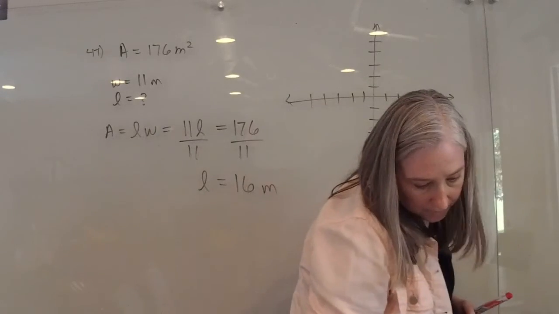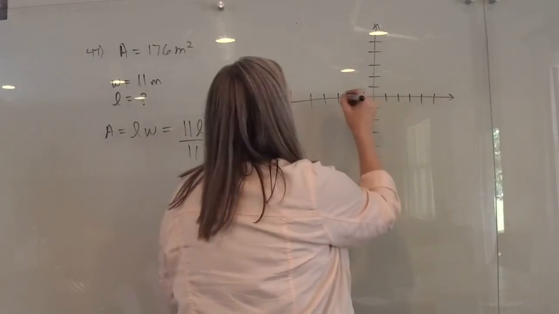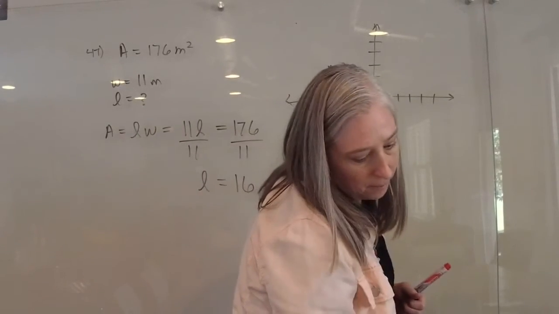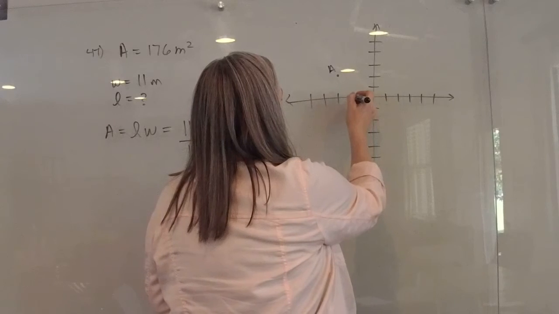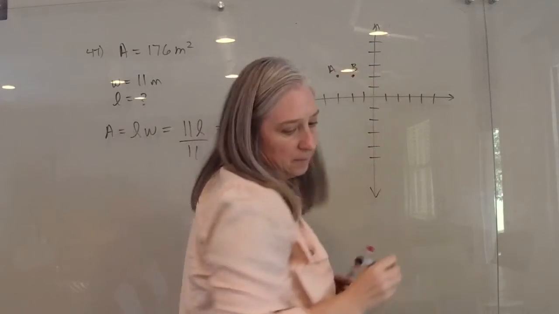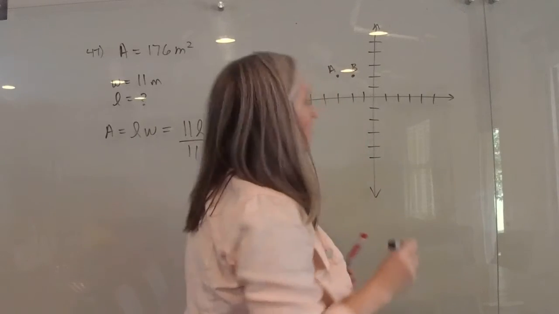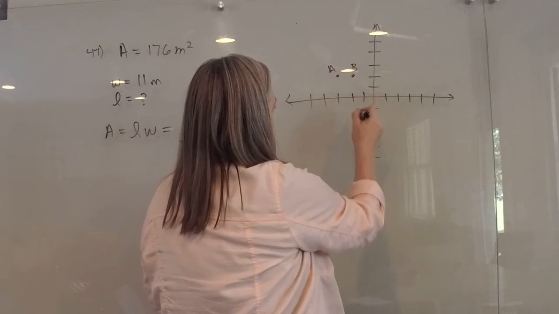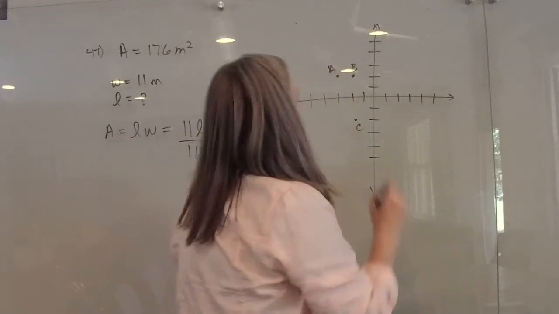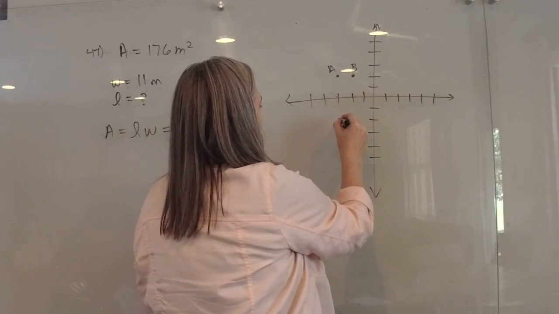Okay, so they tell me that A is -3, 2. That's here. B is -2, 2. C is -2, -2. And D is -3, -2.